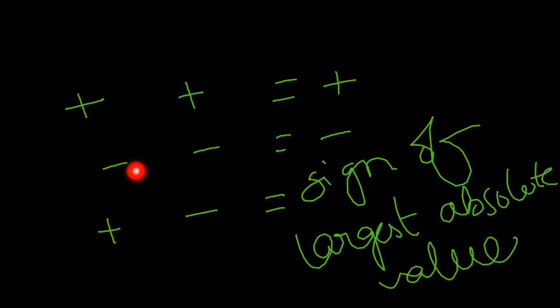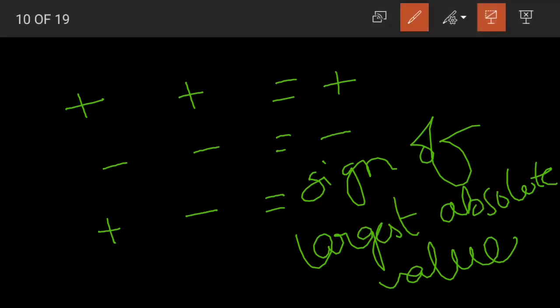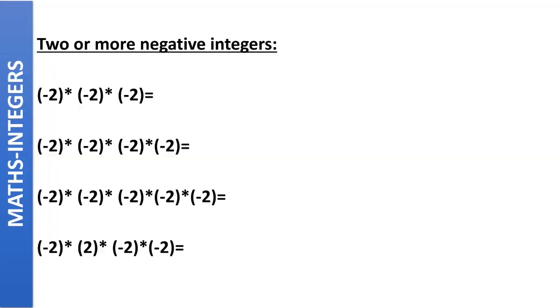This is clear, right? In case of addition and subtraction, if both the numbers are positive, then the answer will also have the positive sign. If both the numbers are negative, then the answer will also have a negative sign. If one is positive and the other is negative, the result will have the same sign as that of the largest absolute value.